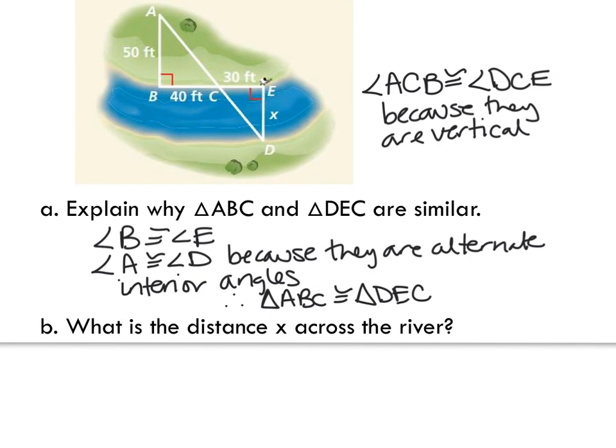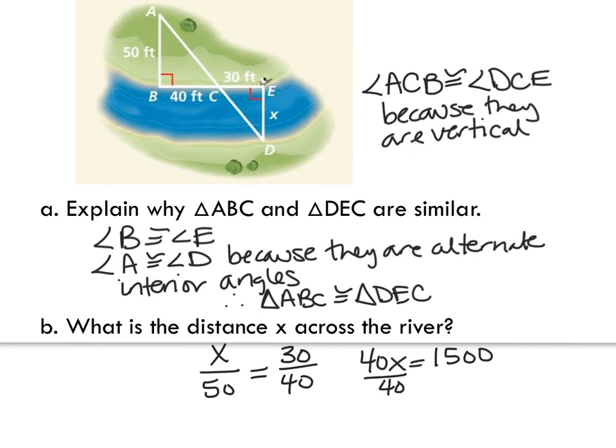Okay, so what is the distance across, distance x across the river? We need to use proportions to find out. So we're going to use those proportions that we know, and we're going to write a ratio here. So we got to use those proportional, corresponding sides. So if I said x, you should be able to know that the corresponding side to that would be 50, then equals, again staying in the smaller one, 30, and it corresponds to 40. And I'm going to cross multiply, and then divide. And I get x equals 37.5 feet.